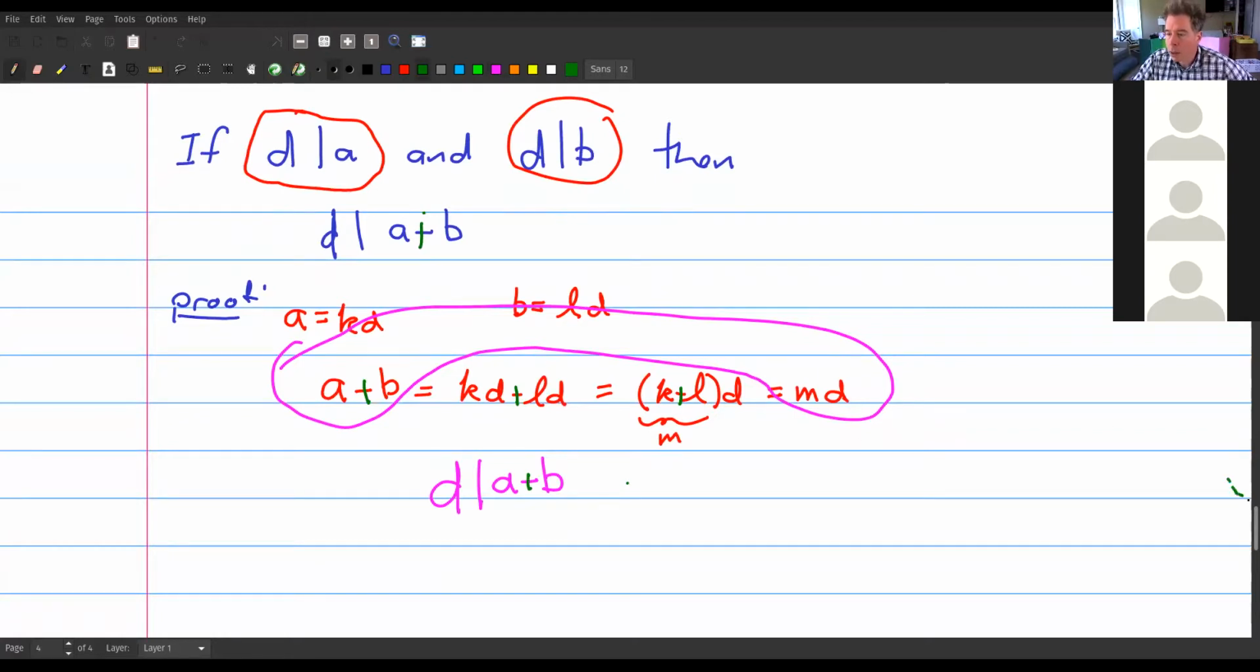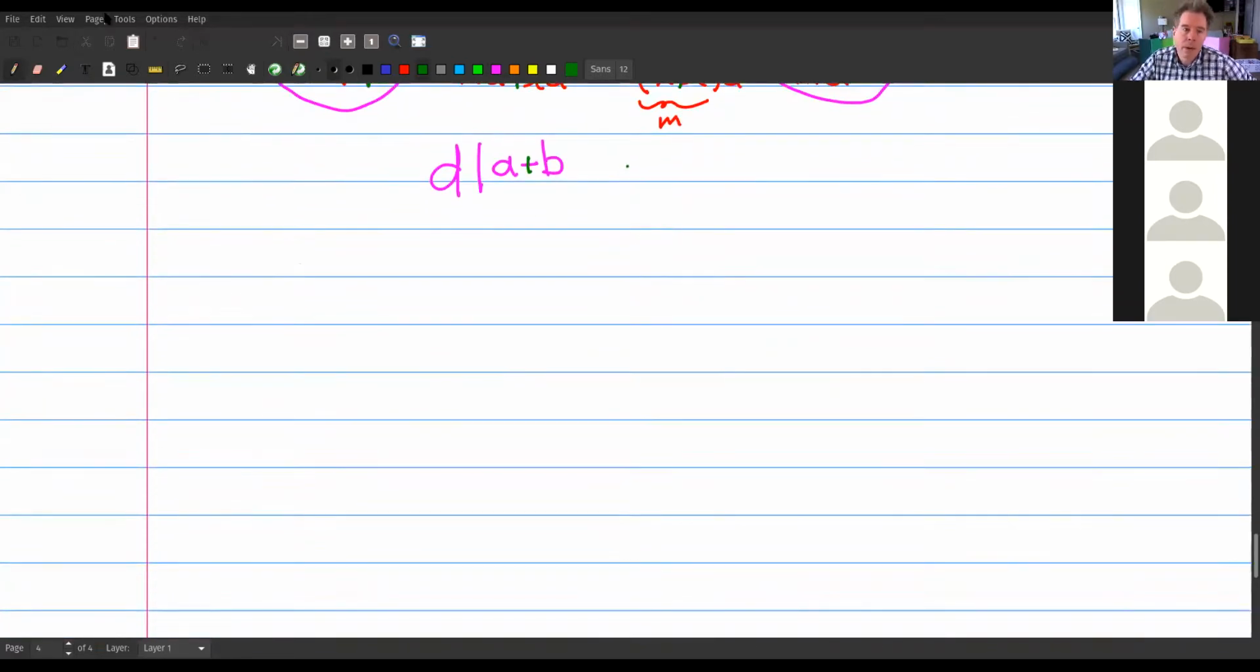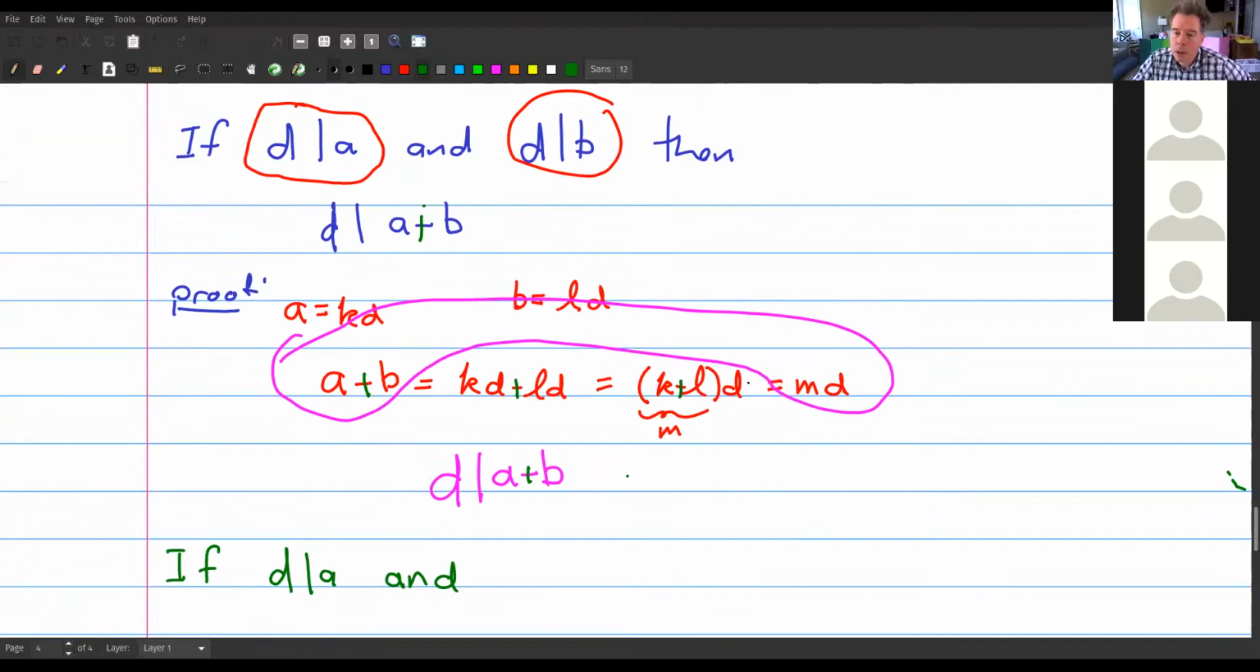Okay, so let's sort of write that down. So if d divides a, why would it be the same for plus? Because you can factor out numbers across a sum. So now we have a sum, and you can factor out d from the sum. Before we factored it out from the difference.